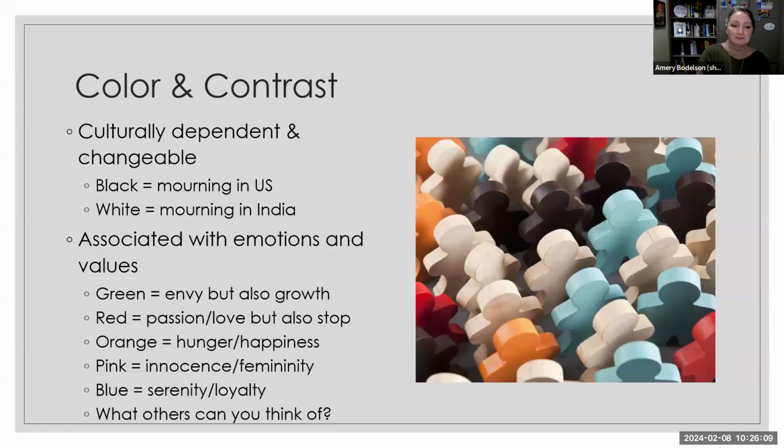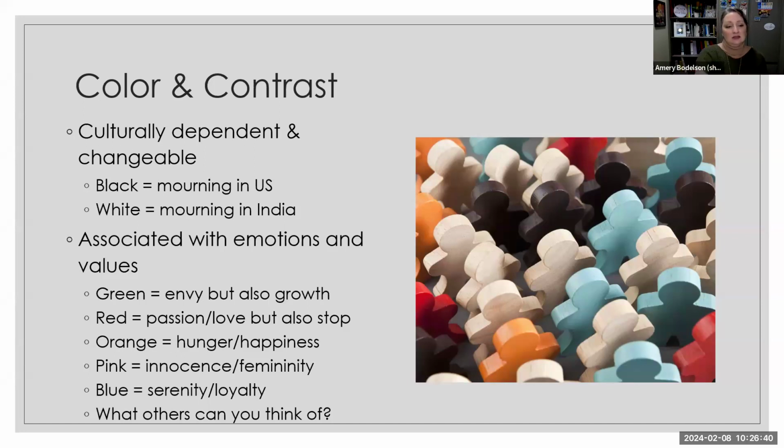Keep in mind too that oftentimes colors mean things in our societies, and those meanings can differ by culture. So for instance, in the United States, when we go to a funeral, when we're mourning, we often wear black. But in a country like India, they wear white. So completely different ends of the color spectrum, but they're both meant to show respect and sadness and to honor those who have passed.